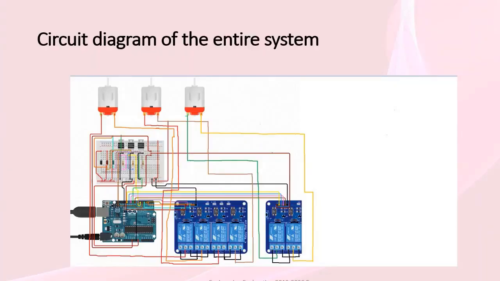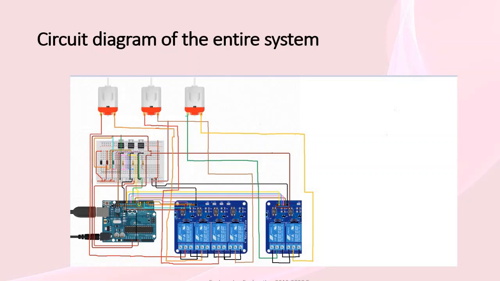This is a circuit diagram of our system. The components that we are using are three DC motors, three 2-channel relay modules, breadboard, Arduino Mega and connecting wires. Three DC motors are connected to 2-channel relay modules as shown in the circuit. These three DC motors are controlled by giving the input from keypad.